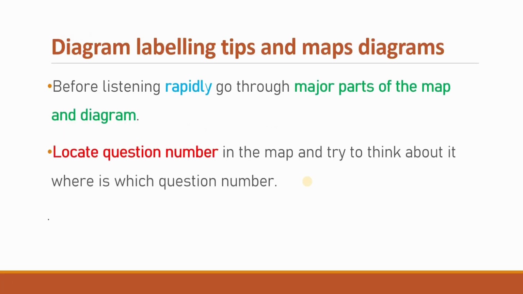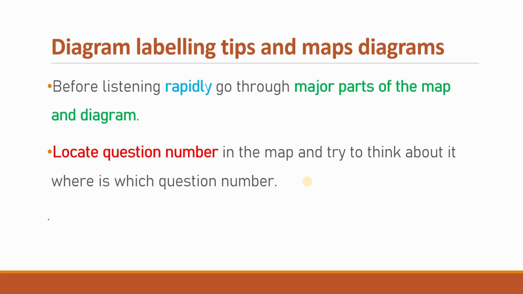Remember, before listening, rapidly go through the major parts of the map and diagram. You will be given 30 seconds. In those 30 seconds, go directly to the major parts of the maps and diagrams and see what information is in them, where the question numbers are, what the arrows are, and locate where the arrows are going. You should also familiarize yourself with the overall summary of the diagram and map.